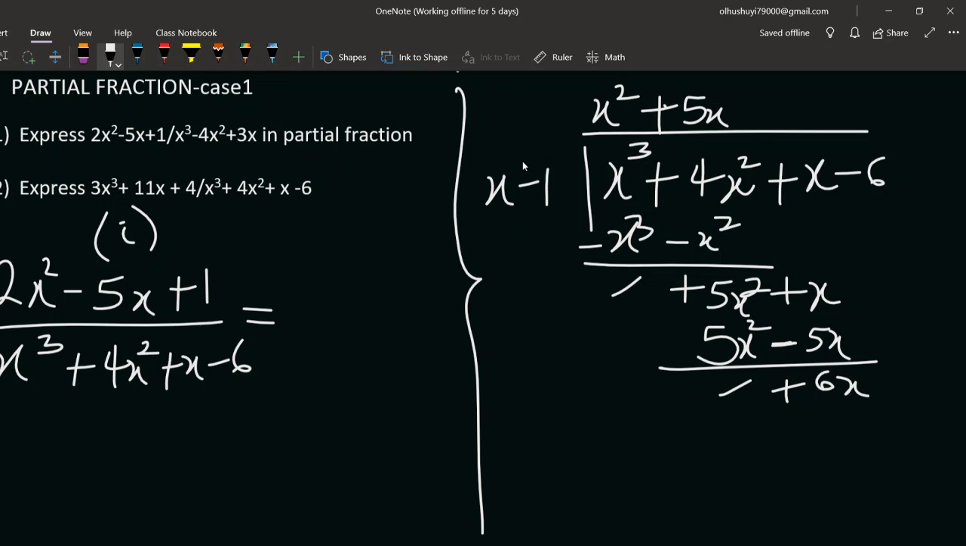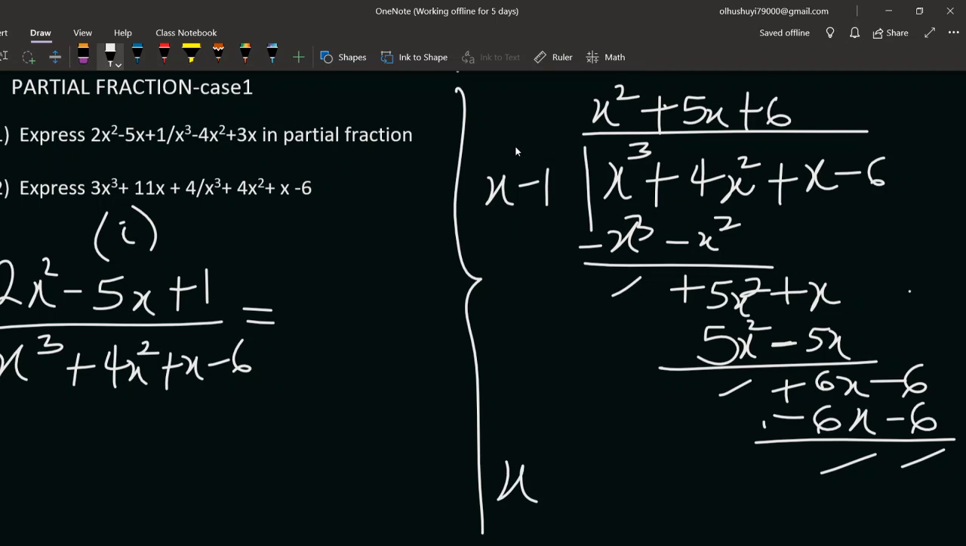Bring down this. Okay, x has come down, good. Bring down 6, minus 6. So x and 6x, that will be plus 6. 6 times x, we have 6x. Then 6 times minus 1, we have minus 6. We subtract this, this is gone, this is gone.